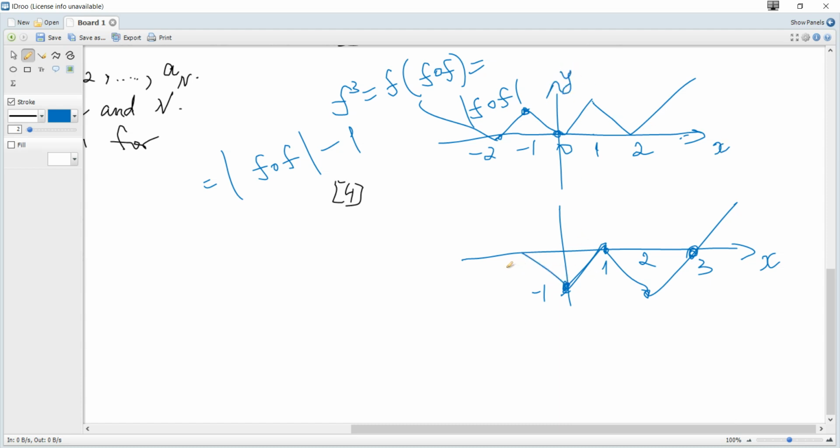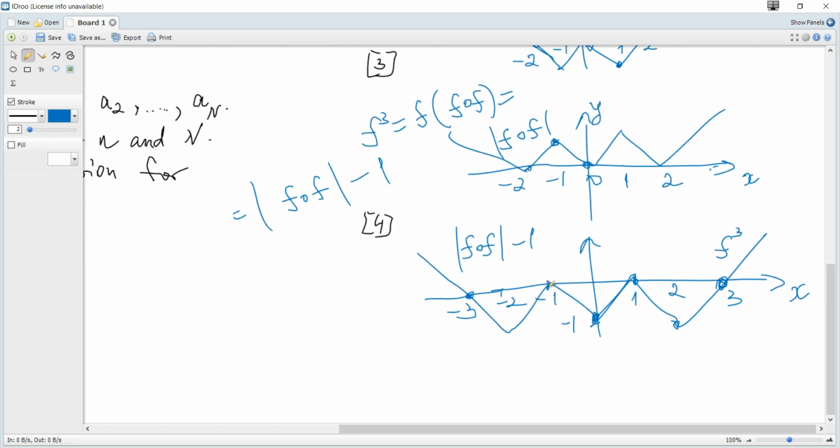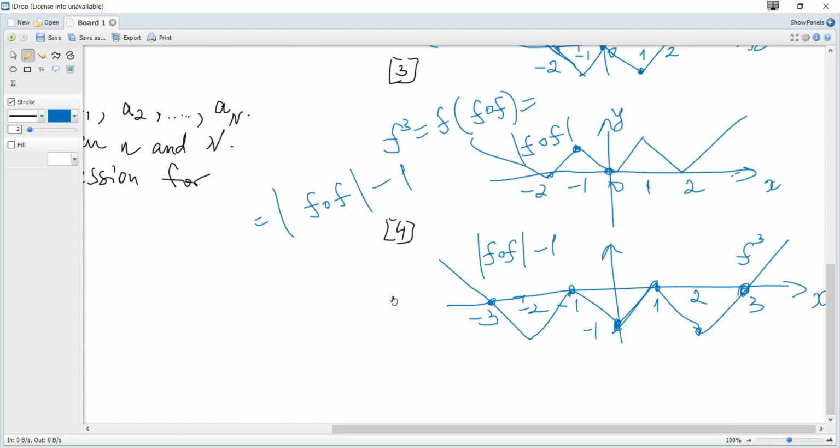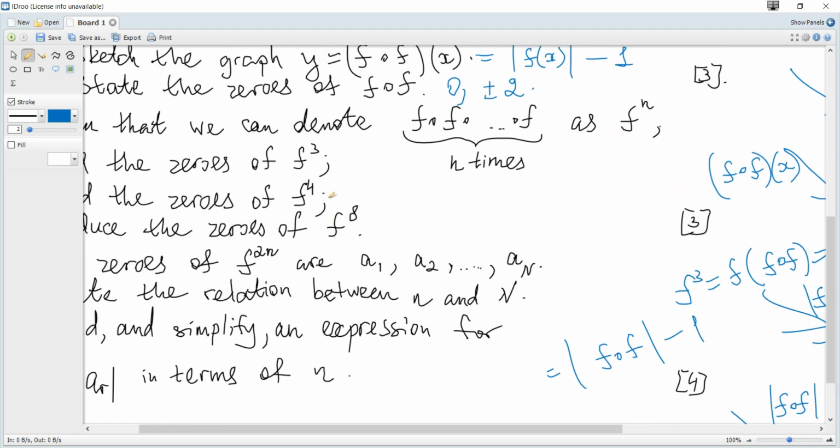and -1, -2, -3, and it's the absolute value of f of f minus 1, which is the graph of f3, and we can see that roots are plus minus 1, plus minus 3, plus minus 1, and plus minus 3.